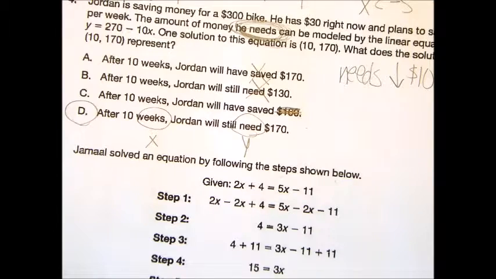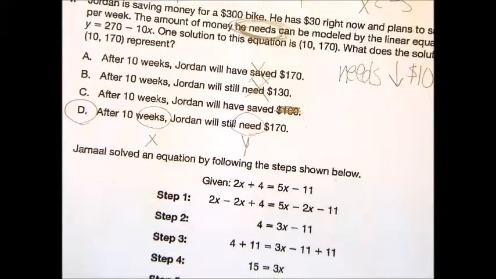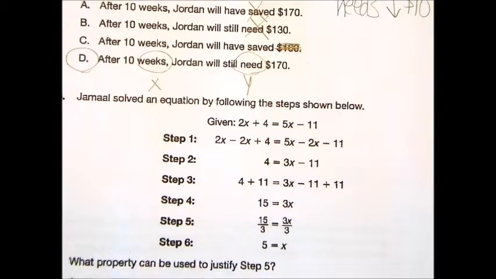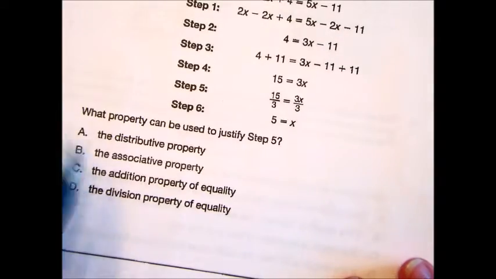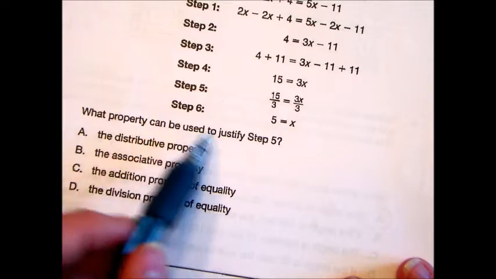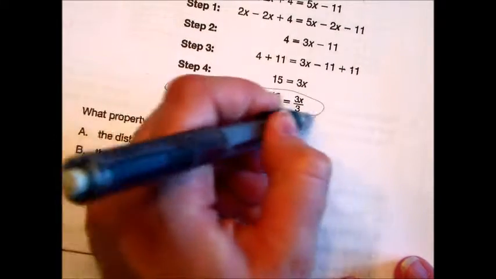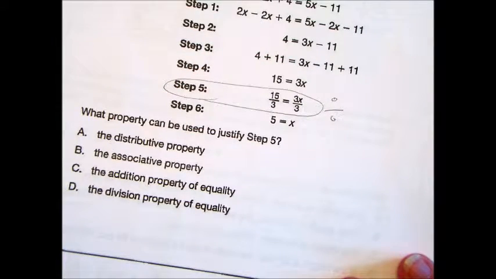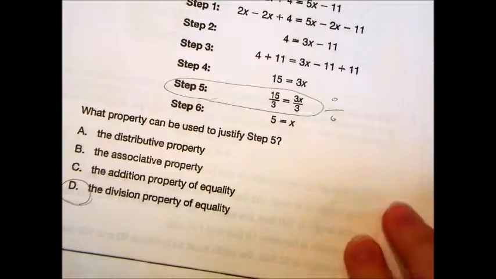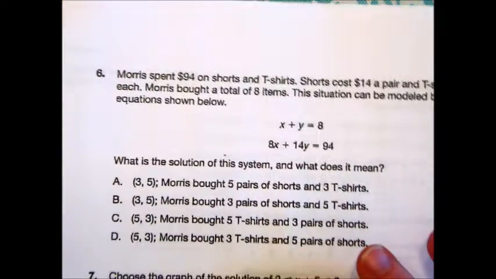Number 5. Jamal solved an equation by the following steps. What property can be used to justify step 5? So what is he doing? Well, it looks like to me he's dividing. So that would probably be the division property of equality. That was, finally, an easy one. Chapter 3 is rough, huh?